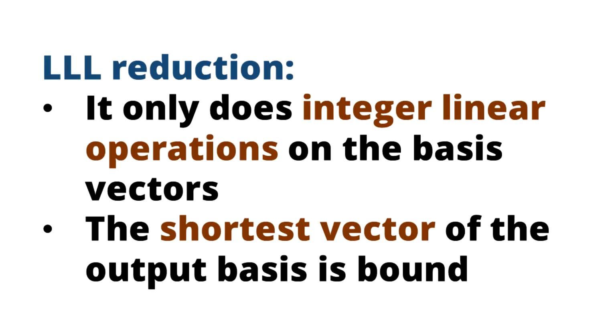It only does integer linear operations. As I said before, if you give it a basis, it changes the basis, but it keeps the same lattice. And that's because it only does integer linear operations. And if you do integer linear operations on polynomials, you keep the root. You preserve the root. The second thing that is good for us is that LLL gives us shorter vectors, and especially one vector that we'll call the shortest vector of the new basis.